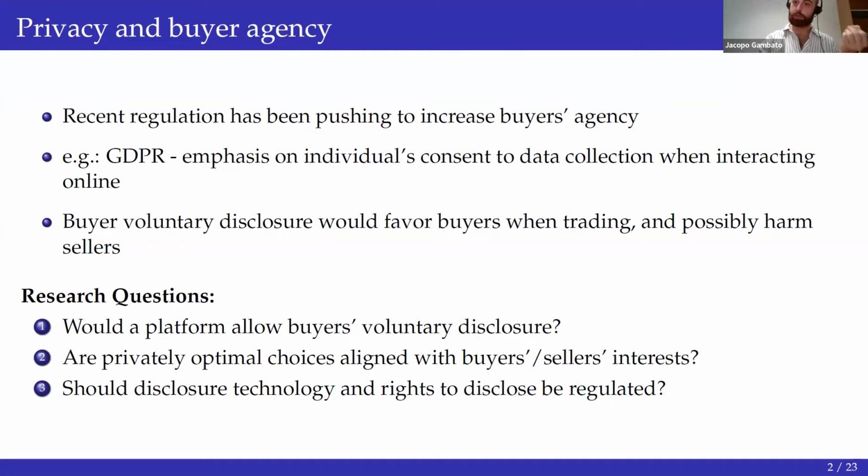In particular, the research questions that we want to answer are: would a platform allow for buyers' voluntary disclosure, given how it changes the balance of power between buyers and sellers? What are the privately optimal choices, and are they aligned with the interest of buyers and/or sellers?